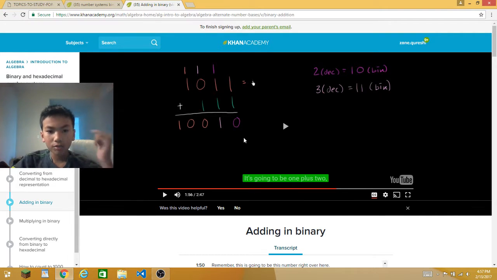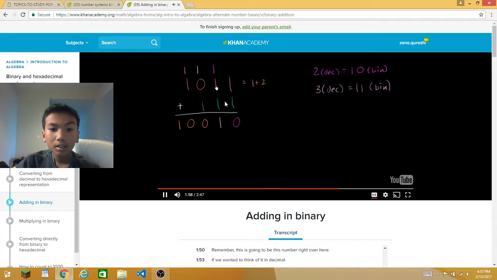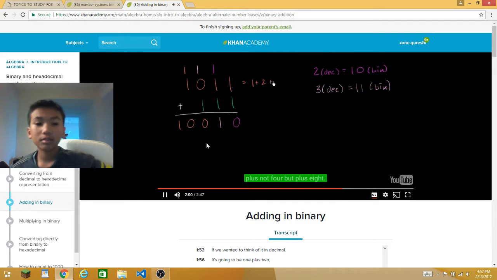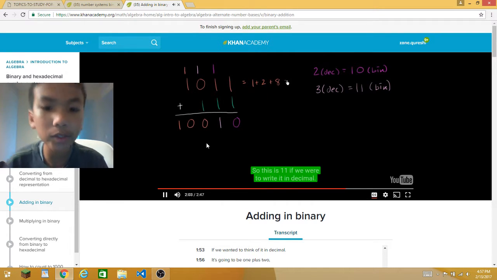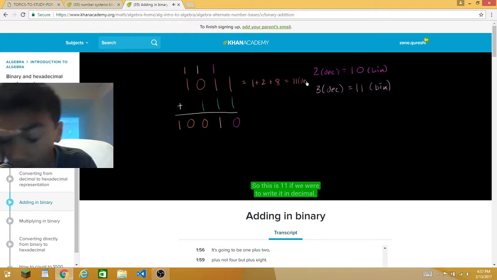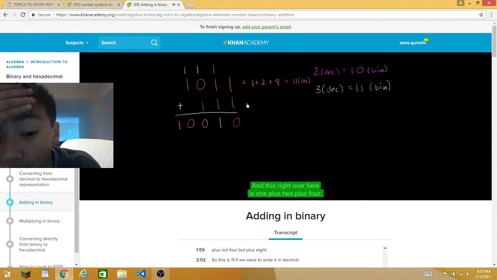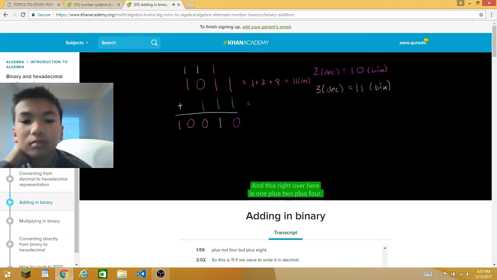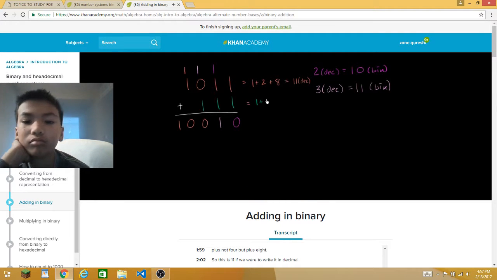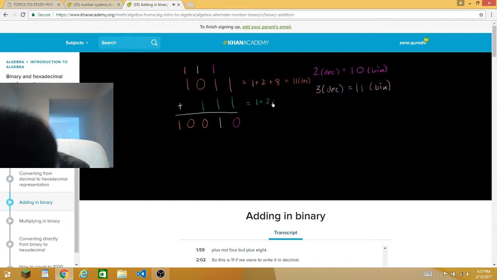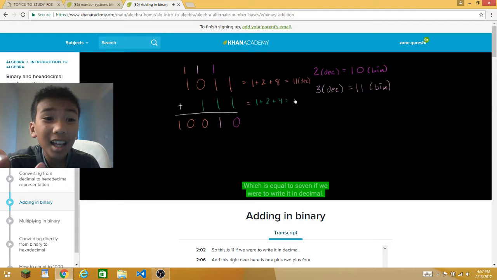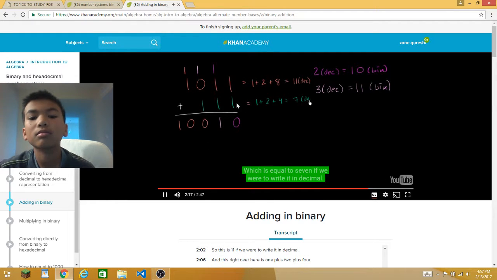No, that's 1, plus 2, plus not 4 but plus 8. That's 8, plus 2, plus 1, so this is 11 if we were to write it in decimal. And this right over here is 1 plus 2 plus 4, which is equal to 7 if we were to write it in decimal.